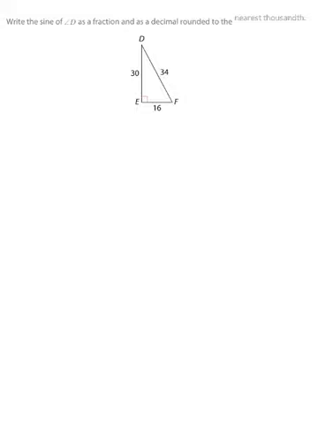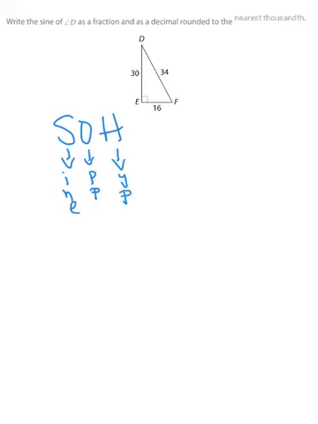So in this particular example, it says, write the sine of angle D as a fraction and as a decimal rounded to the nearest thousandth. So again, if we remember SOHCAHTOA, S-O-H means sine, opposite over hypotenuse. So I have sine of angle D.